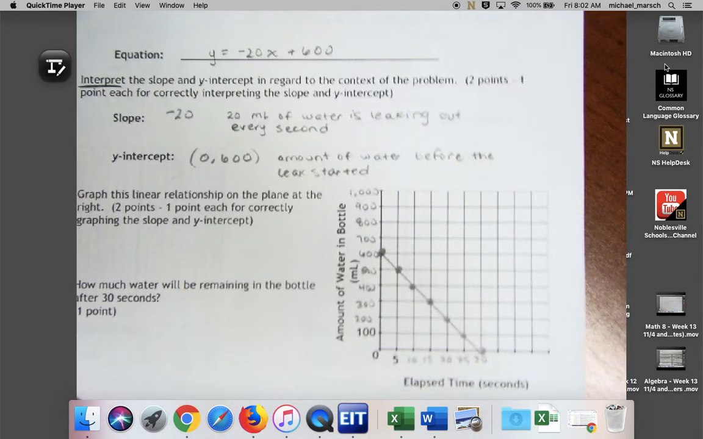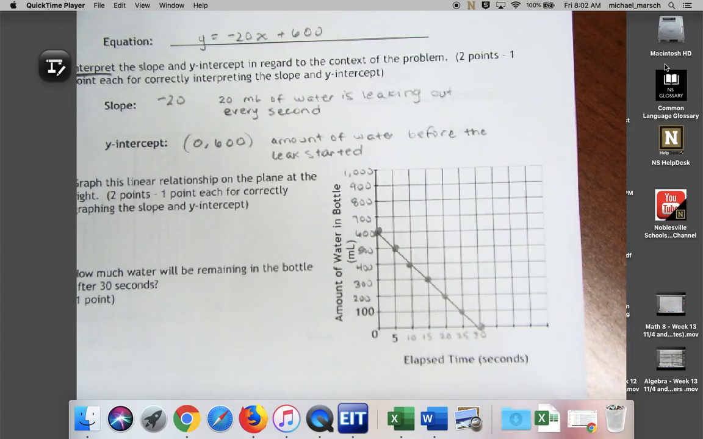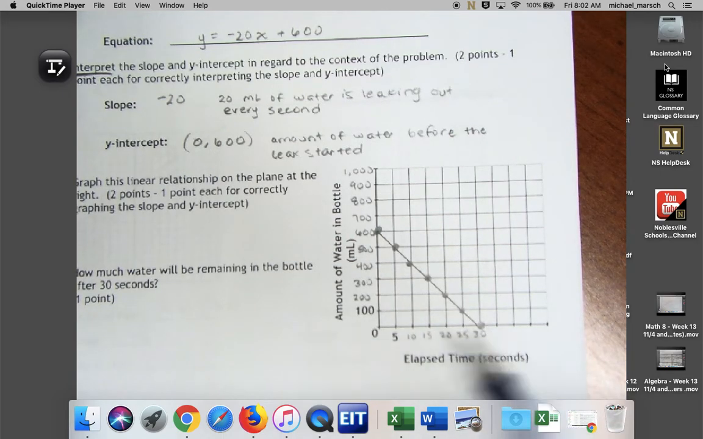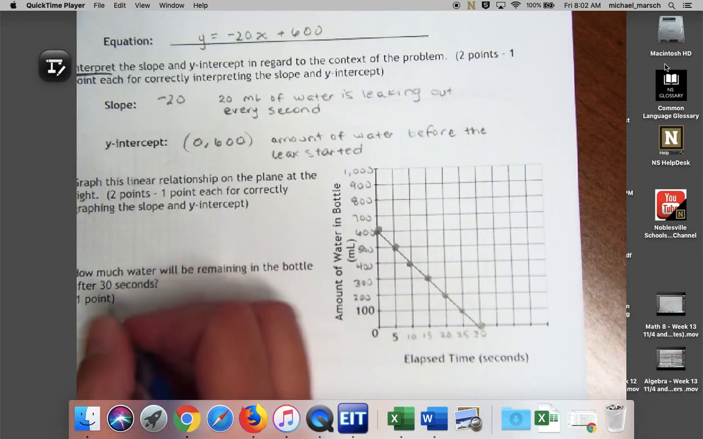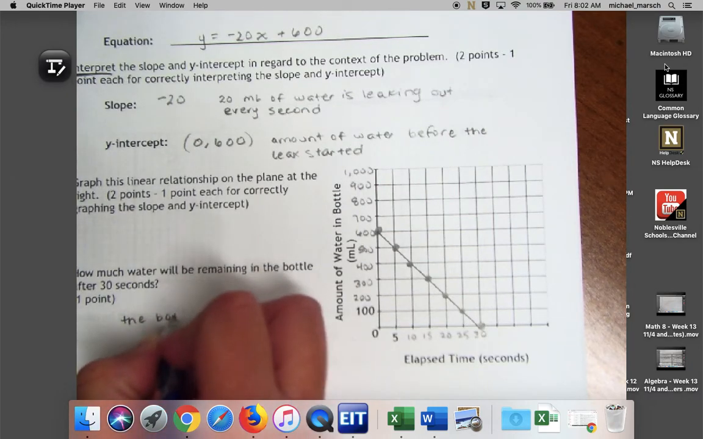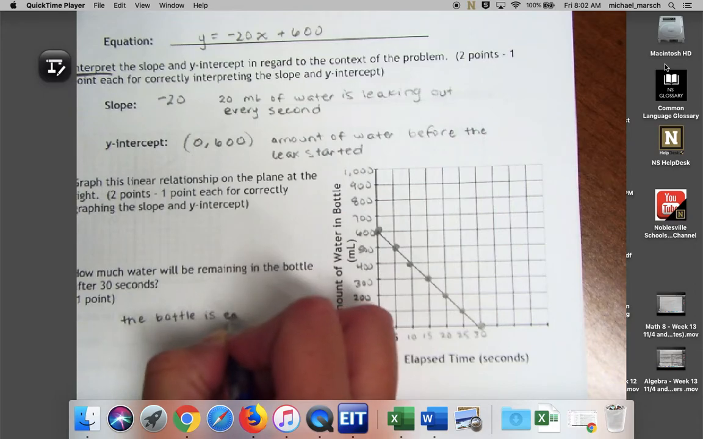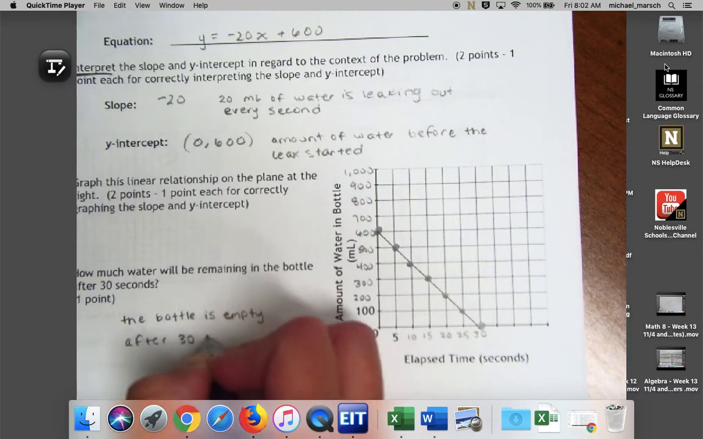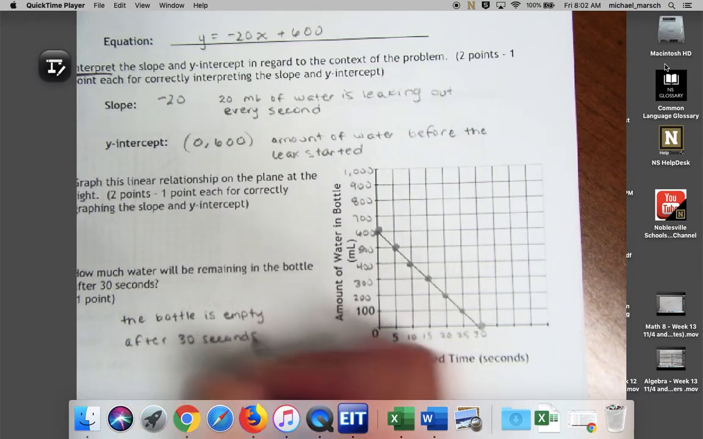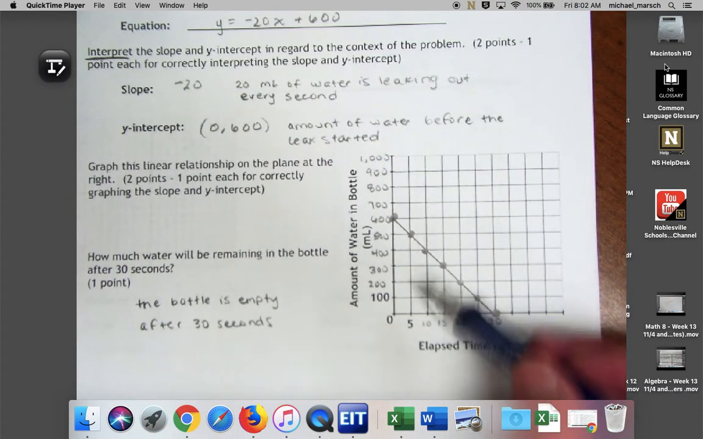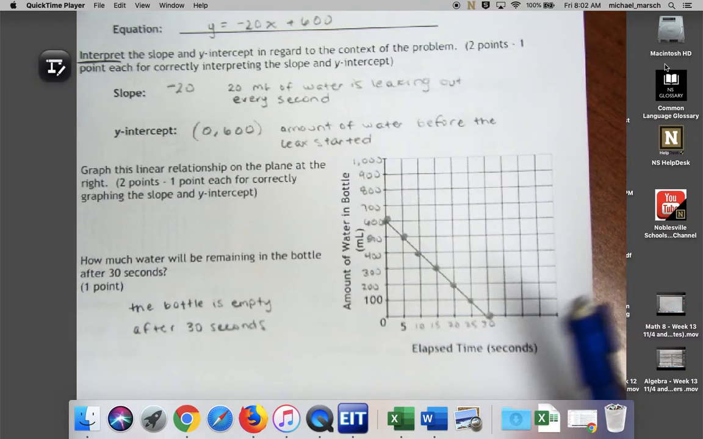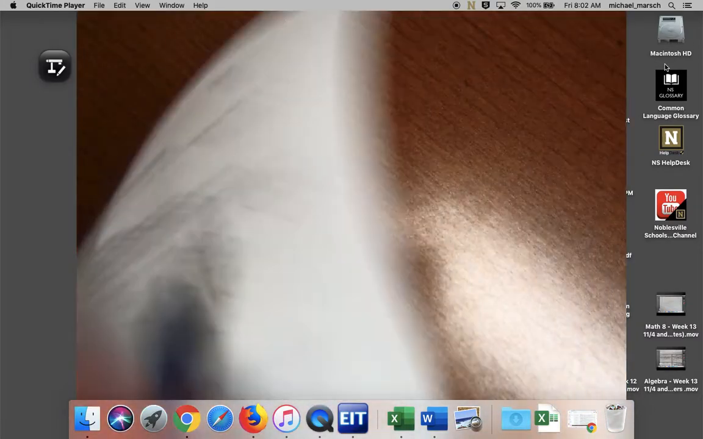Well, my lines are connected. It says how much water will be remaining in the bottle after 30 seconds. So if I look at my graph, nothing. There's nothing left. It's empty. So I would say the bottle is empty after 30 seconds. Right? Because based on how I extended this graph, I have no more water in the bottle. Okay, we're so close. Let's go on to the next page.